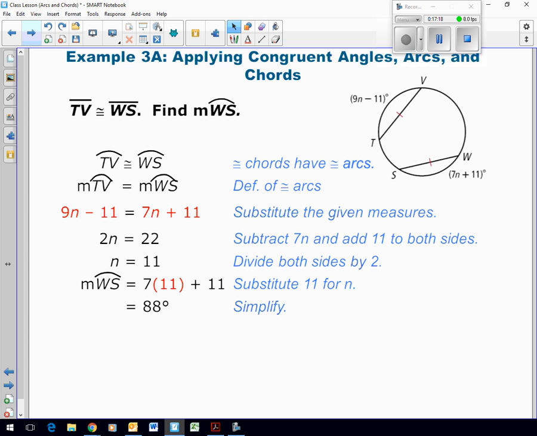I spent 6 weeks really emphasizing it. By now, you should pick it up. Congruent, set things equal to each other and solve. Go with me? All right.